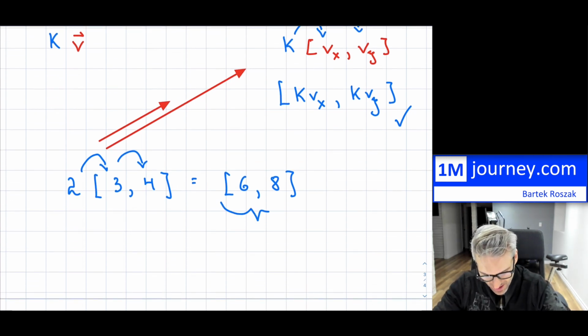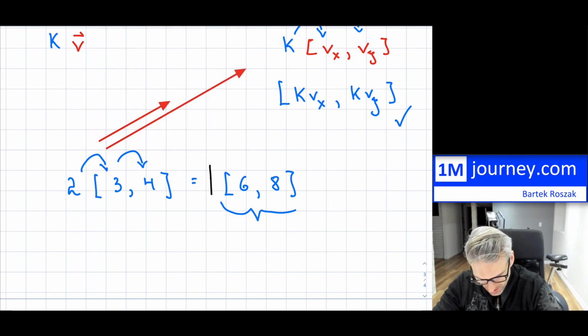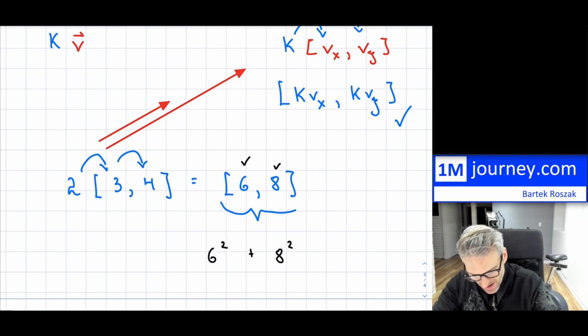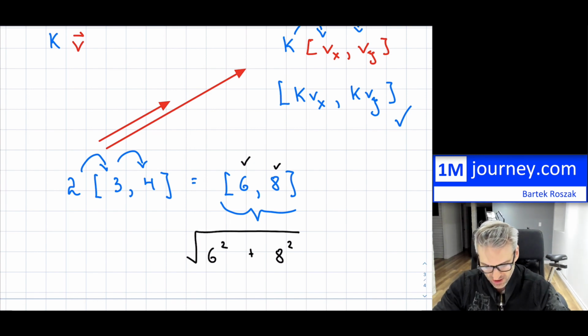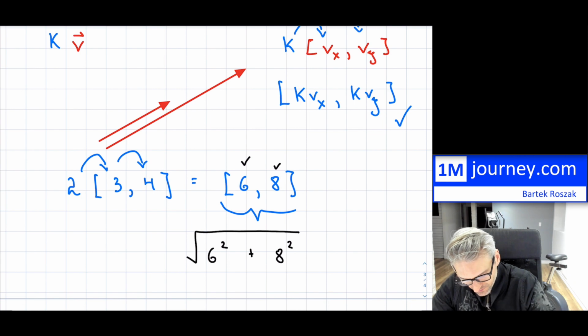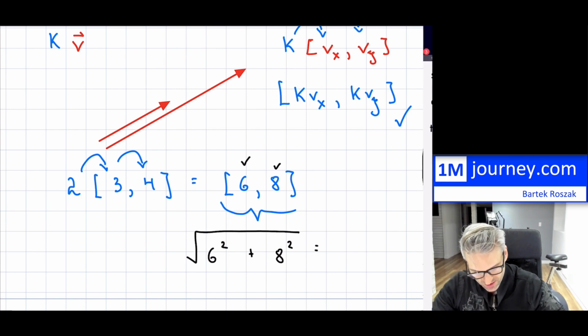So if you wanted to find its magnitude, the magnitude of this particular vector, well, that would be 6 squared, okay, so that is the x component, plus its y component, which is going to be 8 squared, and then for the magnitude itself, you're going to take the square root of this. Now, why? Because these are just the x and y components, and really what you're doing is you're using the Pythagorean theorem to find the hypotenuse, so the actual length.